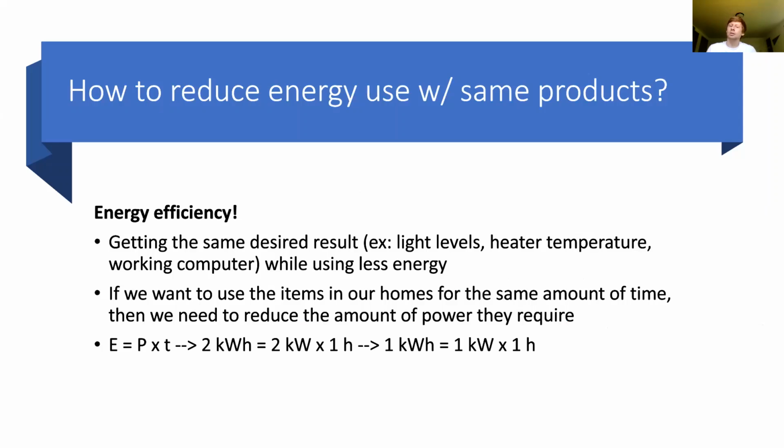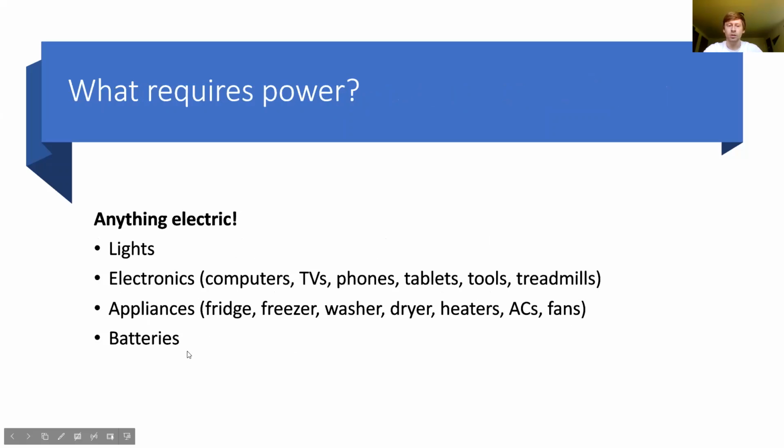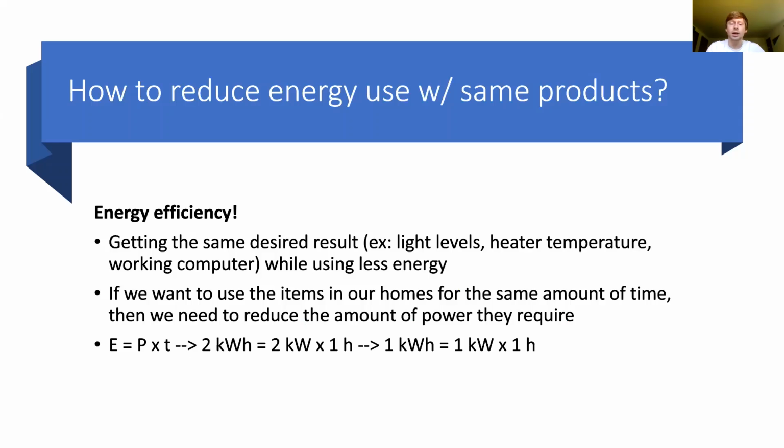Okay, so now we're going to get into how you can reduce your energy use with the same products. And the way we do that is through energy efficiency. So that's getting the same desired results, so using a light bulb for the same amount of time, getting the same brightness of a light bulb, but using less energy in that process. So how do we do that?